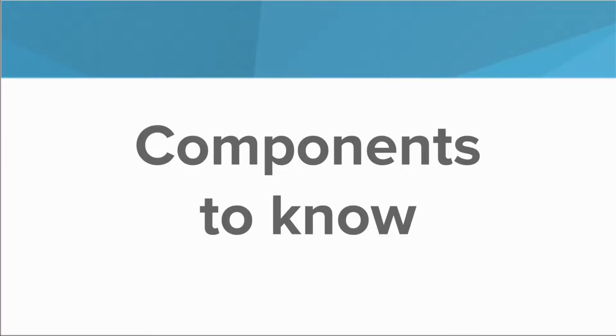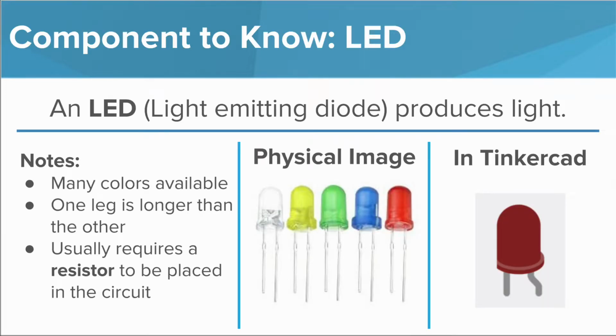You'll be building circuits throughout this course, both virtually using Tinkercad and physically. Before you are asked to use each component, I'll provide you with some information about what the component is called, what it looks like, what it does, and any other important notes. Let's take a look at the first components we'll be using in this lesson. Our first component is an LED, or light-emitting diode. LEDs produce light of different colors.